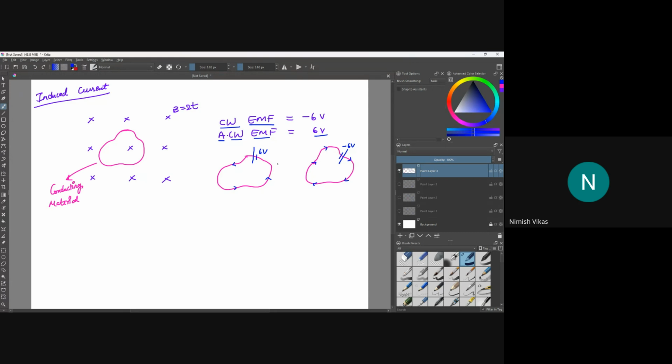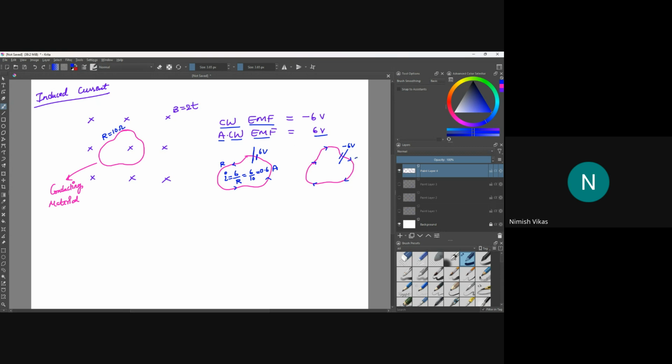If you see both these circuits, both are actually the same. A 6 volt battery driving current in the anti-clockwise direction is the same as a minus 6 volt battery running current in the clockwise direction. So all you have to do to find the induced current is replace the induced EMF with a battery. This is a simple current electricity question. If you know the resistance of the wire, I is equal to 6 by R. For example, if resistance is 10 ohm, it's just 6 by 10, that is 0.6 ampere anti-clockwise.